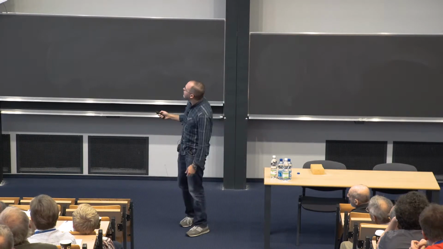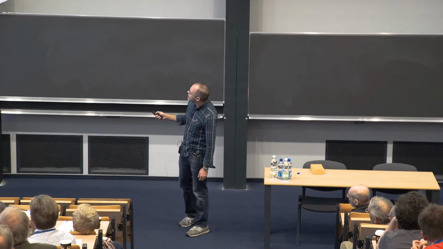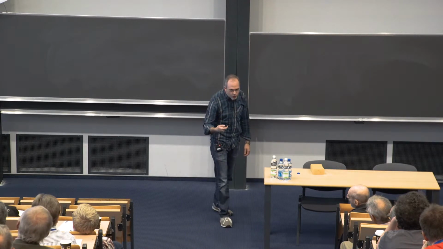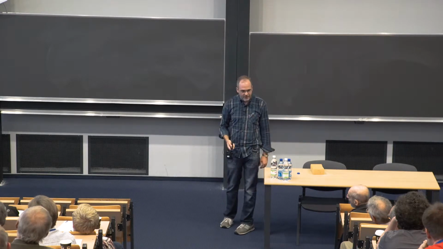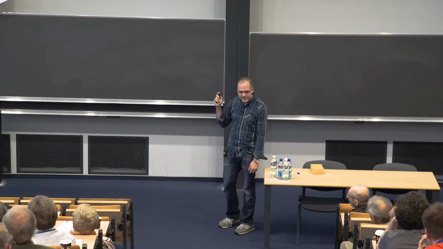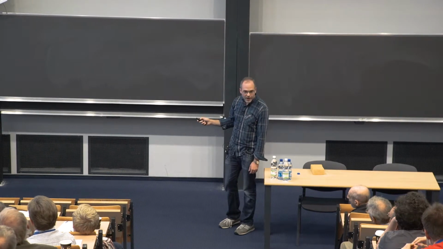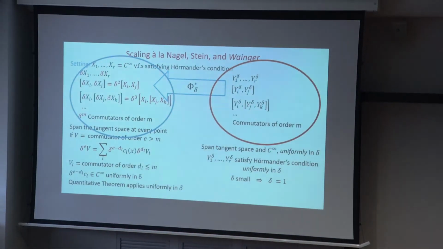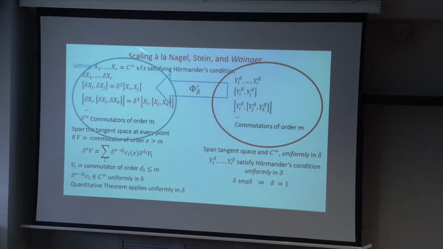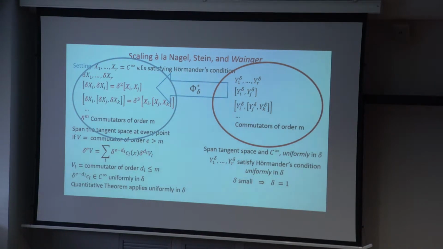Another way of saying that is just that y1 delta through yr delta satisfy Hörmander's condition uniformly in delta. Okay? To put that all in a simple way, we took the case of delta small, we multiplied by the small number delta, and we turned it into the case of delta equals 1. So think of that as scaling. Delta small turns into delta equals 1.